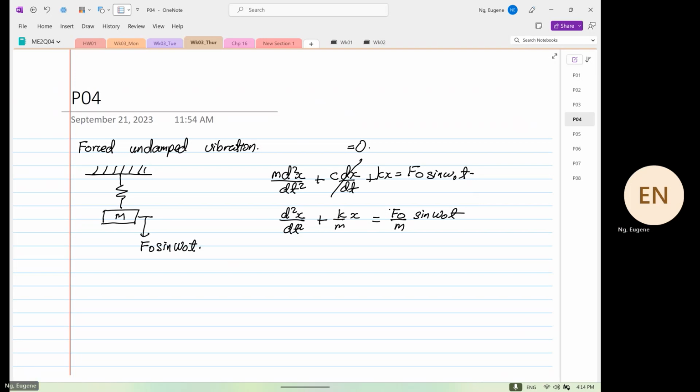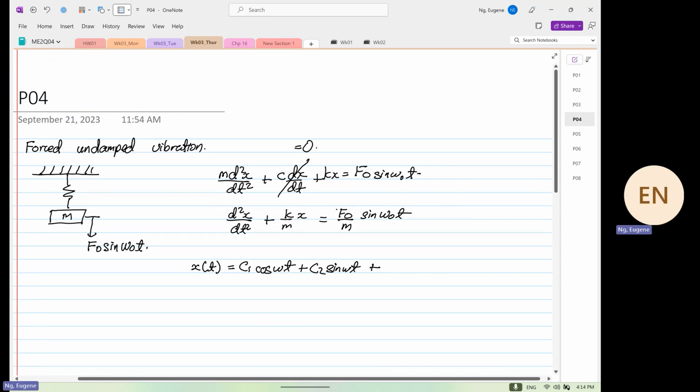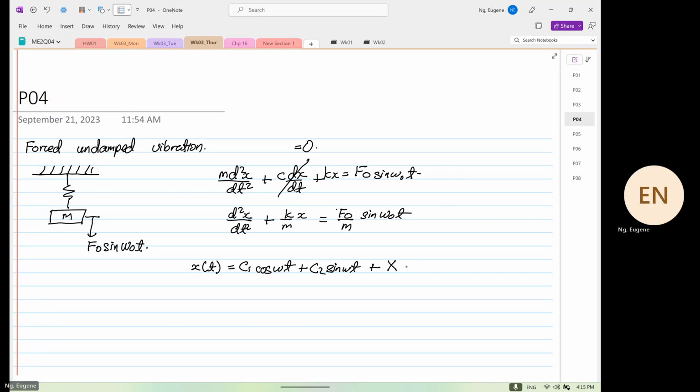And this solution, x as a function of time, will be equal to C1 cos omega t plus C2 sine omega t, right? And then plus a function. The function over here is x sine omega naught t. Am I right? Okay, I'm going to leave it as that.